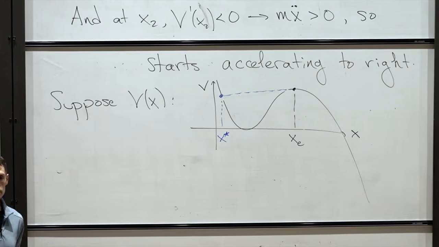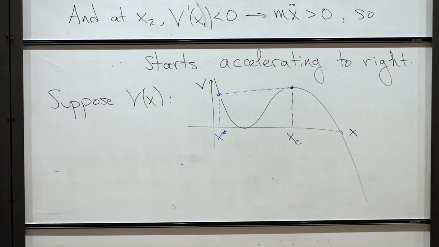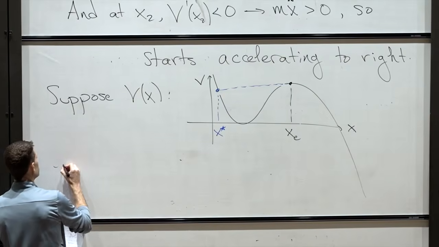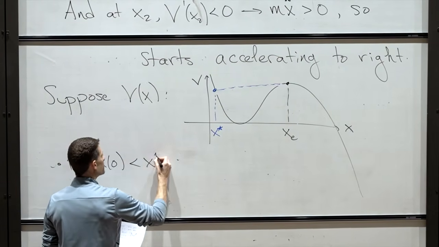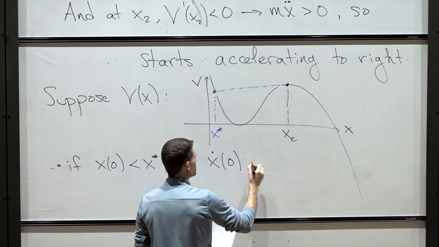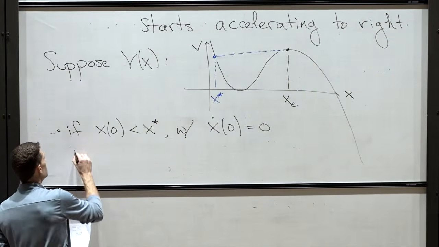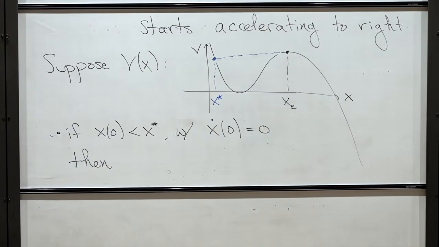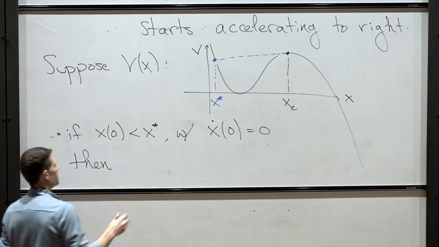And now the question is, suppose I start the system at some value less than x star, and I let go with 0 velocity. So if x of 0 is less than x star with x dot of 0 equals 0, then the total energy in the system is greater than the energy at xe.